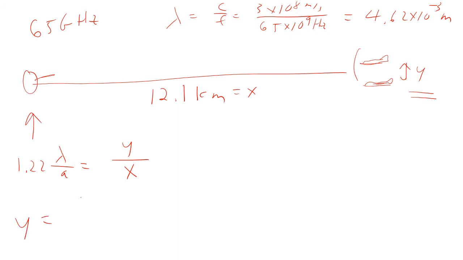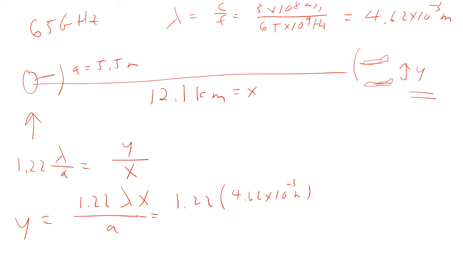And so now we're trying to find y. So y is going to be 1.22 lambda x over A. And so that's going to be 1.22 times lambda, which is 4.62 times 10 to the minus 3 meters. Oh, I forgot to tell you the size of the radar dish. We need that. So let's assume that A is 5.5 meters. So again, military, big dish there. This would be like a shipboard thing, not a small station.